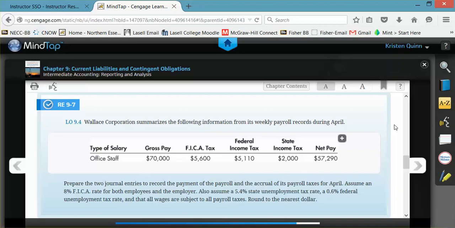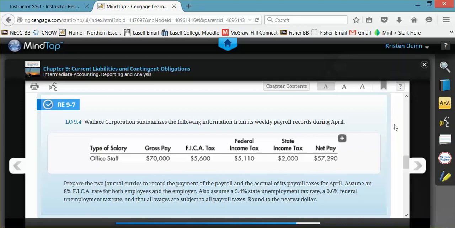We have our federal income tax for the $5,110, our state income tax for $2,000, and our net pay for the $57,290. Net pay is also what we call take-home pay. It's what's actually going to be given to our employees. And we calculate that pretty easily. We take our gross pay of $70,000 and we subtract away all of those taxes that we have.